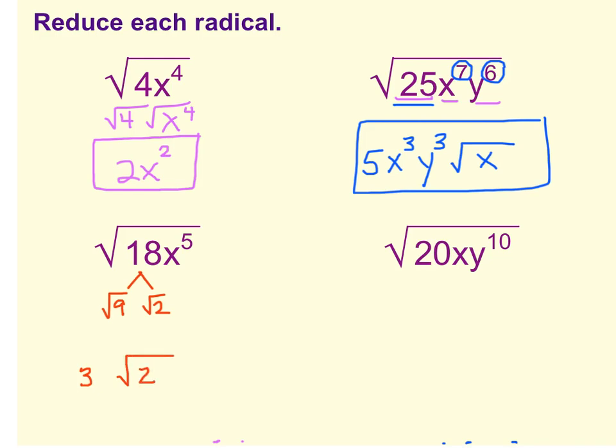Now we're going to look at our x's. We have x to the 5th power. So how many groups of 2 can you get out of 5? You can get 2 of them, so x squared goes out front. And how many x's do you have left over? Just an x.